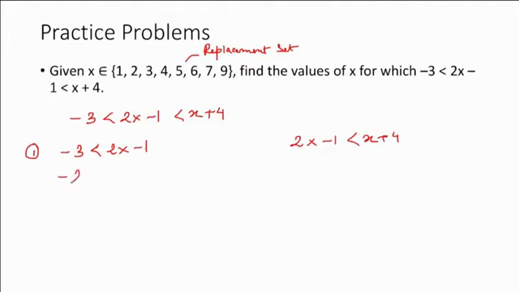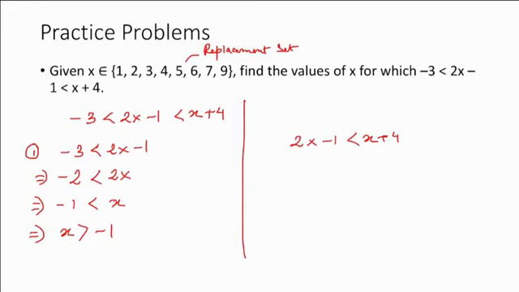Adding 1 on both sides, -3 plus 1 would be -2, and 2x - 1 plus 1 is 0. So -2 < 2x. Now we have to divide both sides of this inequation by the coefficient of x, that is 2. Since we are dividing by a positive number, the sign of this inequality will not reverse. So dividing by 2, the left hand side becomes -1, and 2x divided by 2 is x. So -1 < x, or we can write it as x is greater than -1.